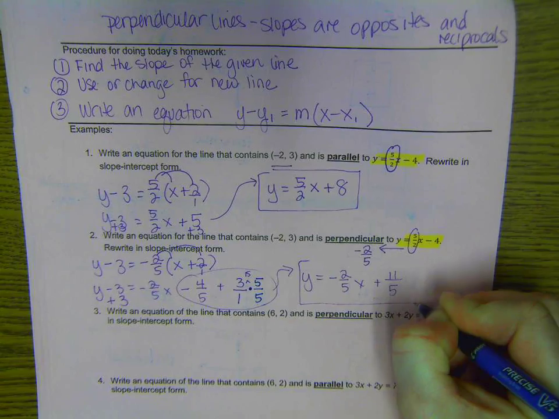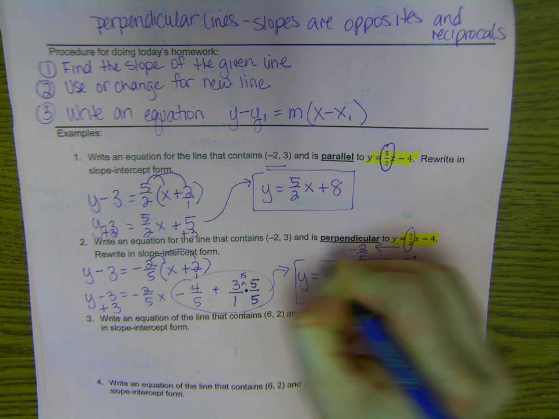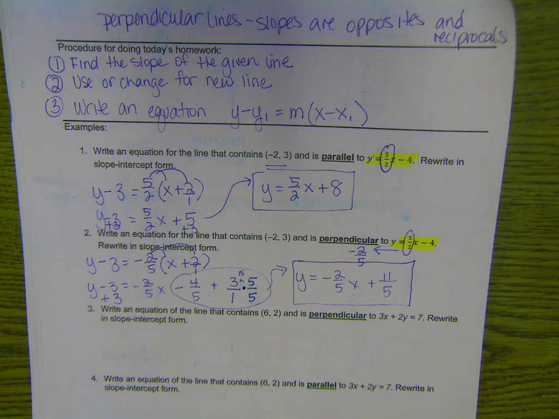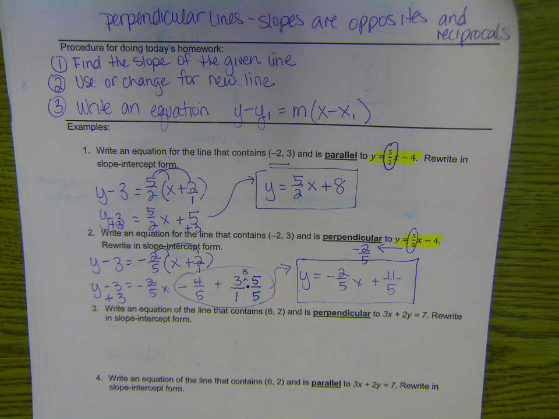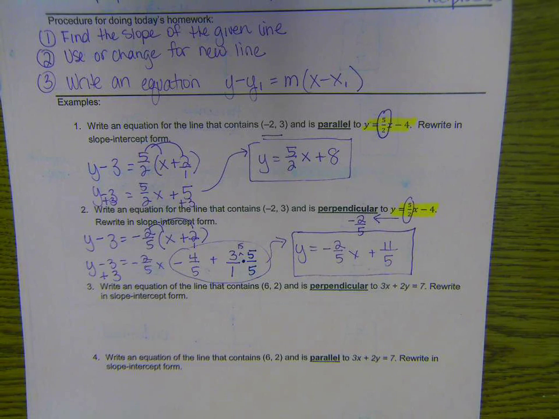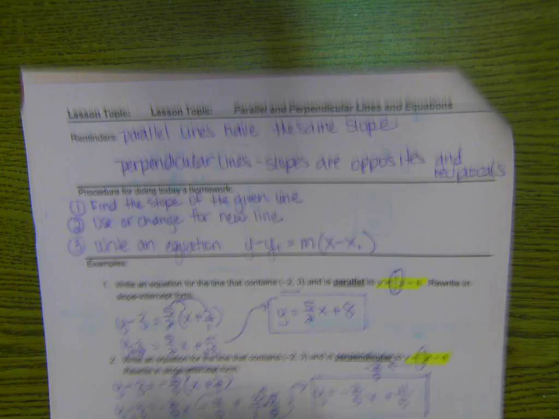Alrighty. So on the next one, I have to do a little bit of work to find the slope. Because the first thing I said is find the slope of the given line. On these ones, it's not right in there. How would I find the slope? You're doing 3x over negative 2y.